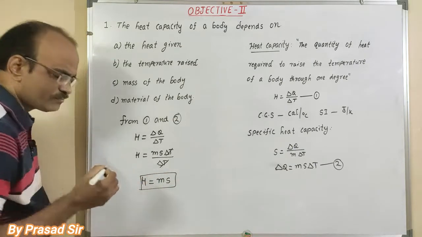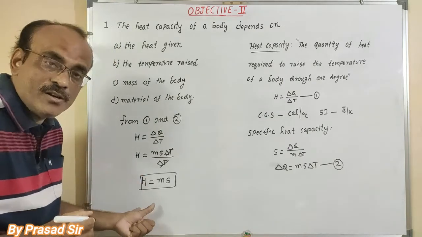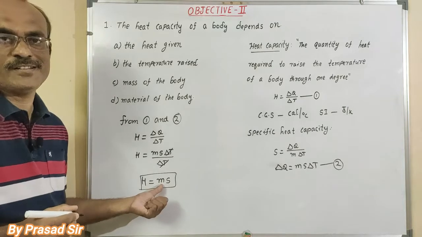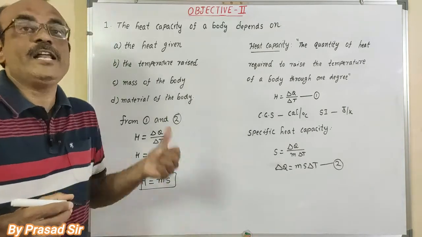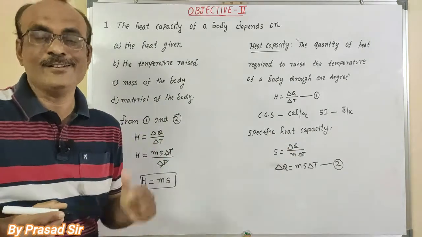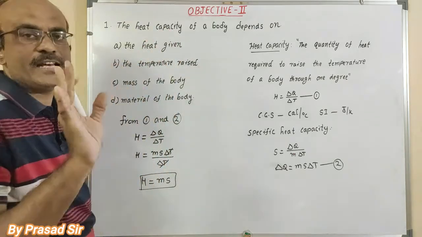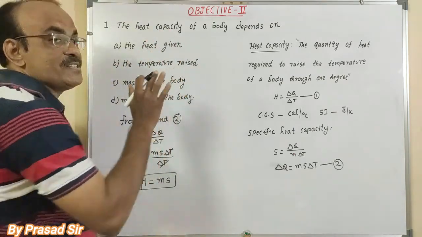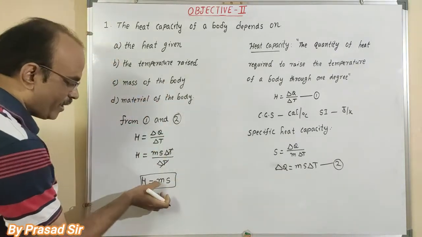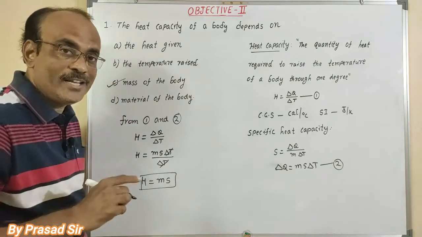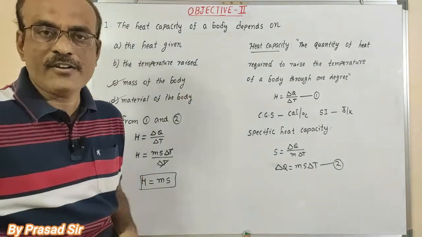Remember this one. In this equation, heat capacity depends on the mass of the substance and also depends on specific heat. But the specific heat depends on the nature of the material. So in these options, heat capacity does not depend on the amount of heat given, and it also does not depend on the temperature raised. On which factors does it depend? On the mass of the body, and another one, the nature of the material. So options C and D are correct for this question.